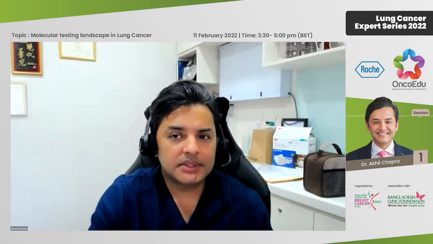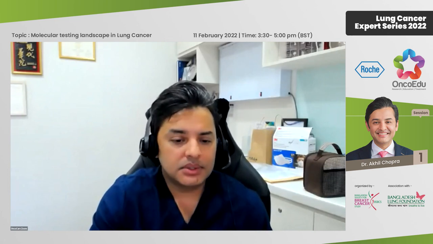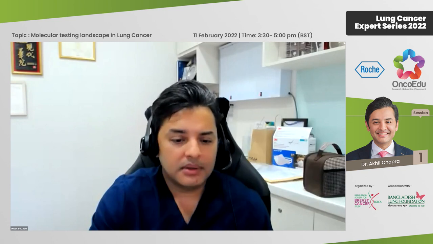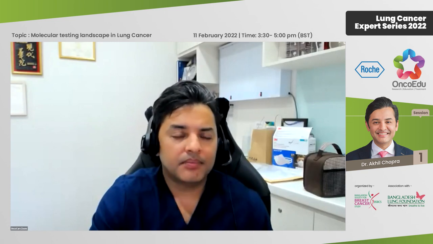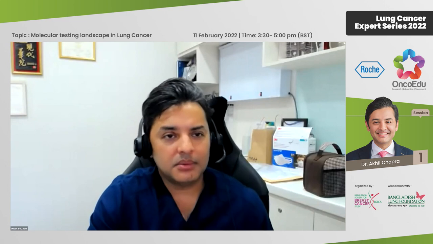For stage 3, unresectable lung cancer, it's a little more complicated because those cancers are usually treated with concurrent chemo and radiation. There is data from the PACIFIC trial showing the benefit of durvalumab for 1 year after chemoradiation in the adjuvant setting. The dilemma comes when you have a stage 3 lung cancer which is EGFR mutant positive and you have given chemoradiation.